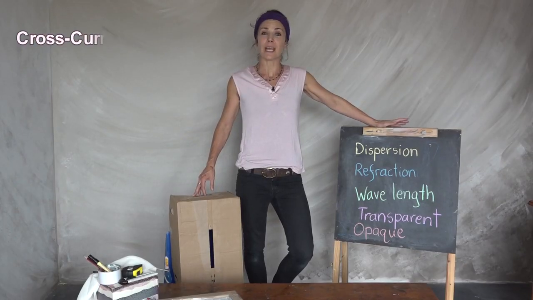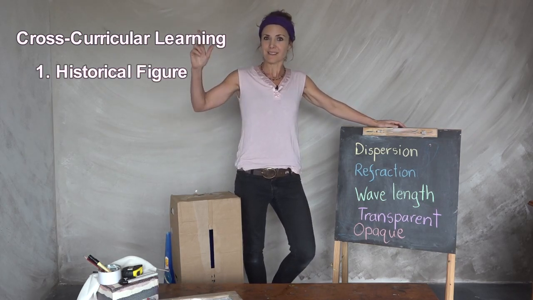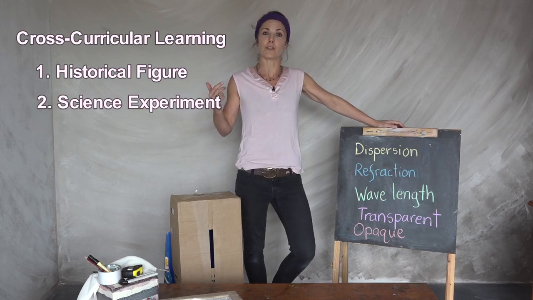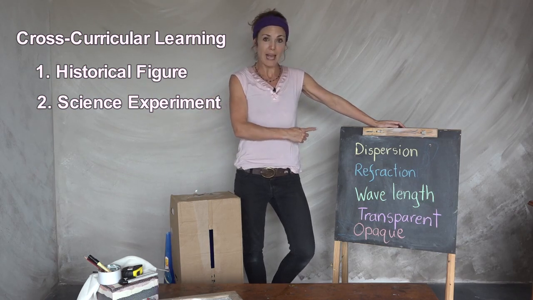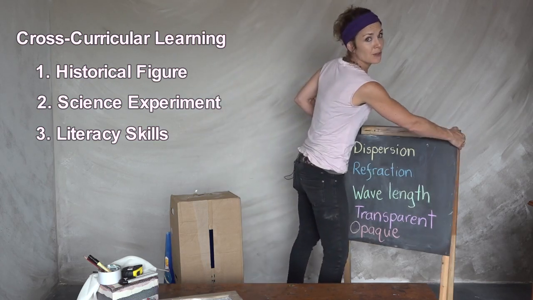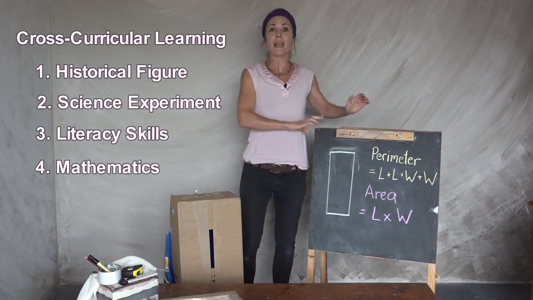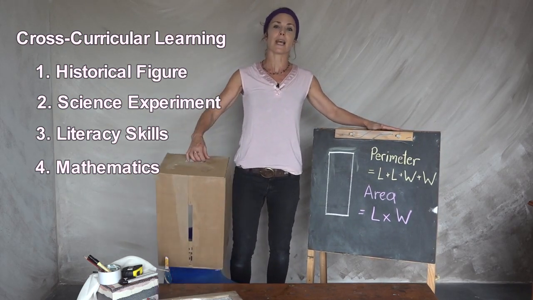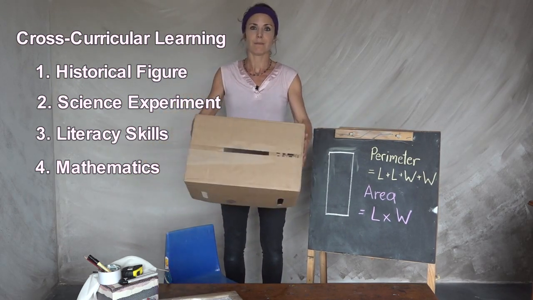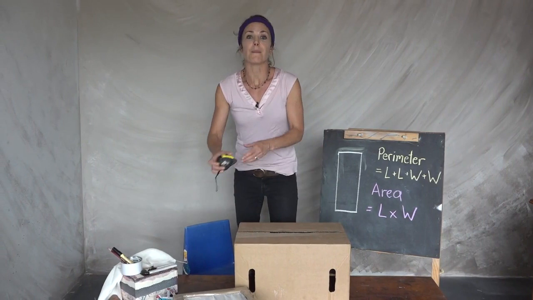Right, so a quick recap. We've studied the historical figure, Sir Isaac Newton. Tick. We have done the science experiment where we've learned new words and we've added those new words to our vocabulary list. Now we're going to move on to the maths part of the learning, where we're going to study perimeter and area, so we're looking at measurement, converting units, and practical activities.